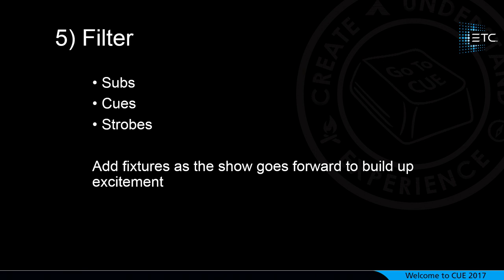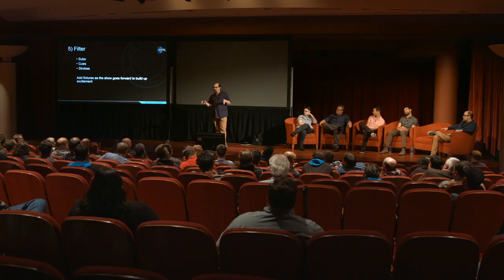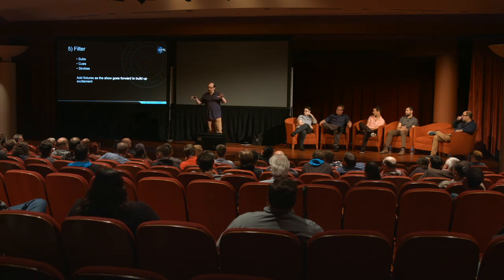I use filtering in a different way for live. I build up. So I'll have a sub that is my white look, and the first band of the night, it only does it with some fixtures. And then the next band, I add a couple more. And the next band, I add a couple more. So by the end of the night, when I hit that big white hit, it's really shocking.